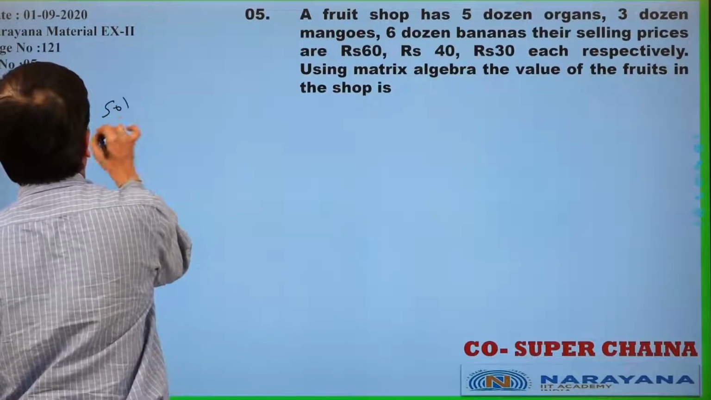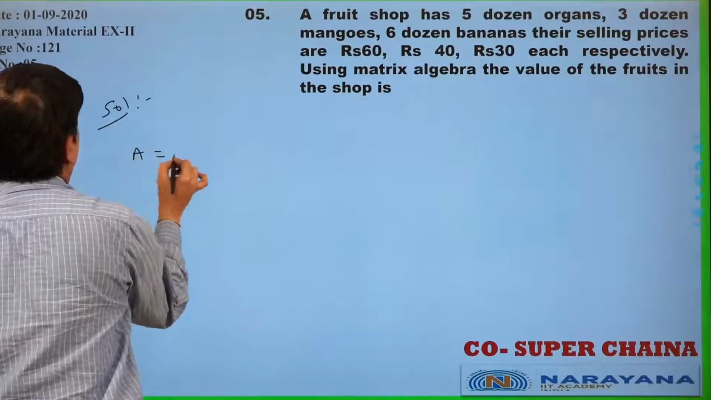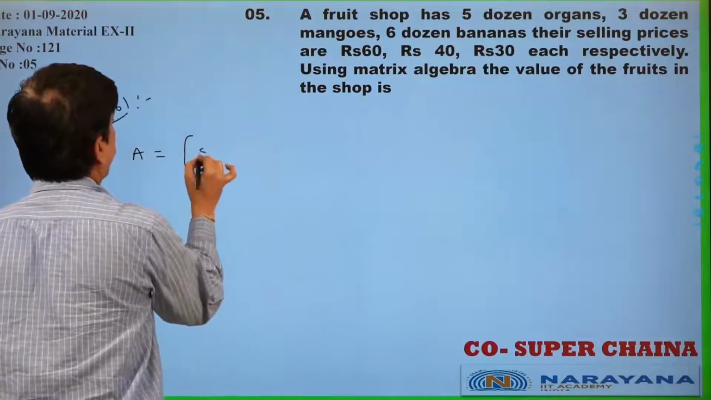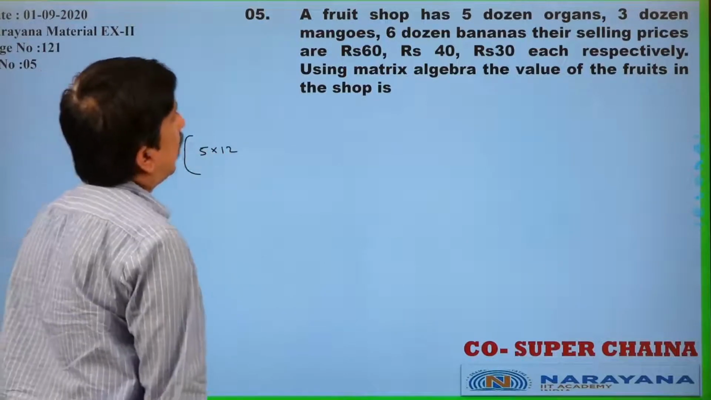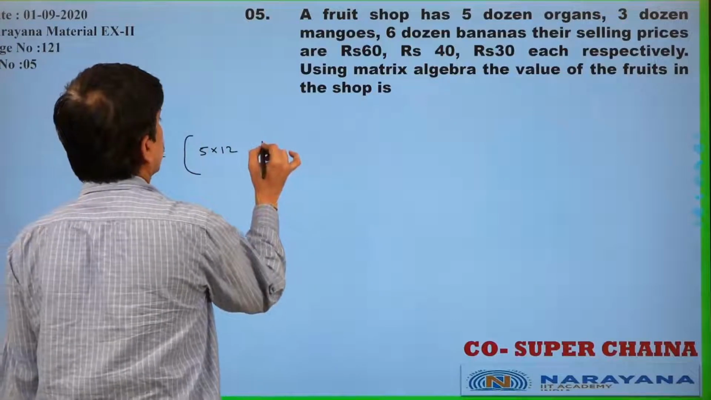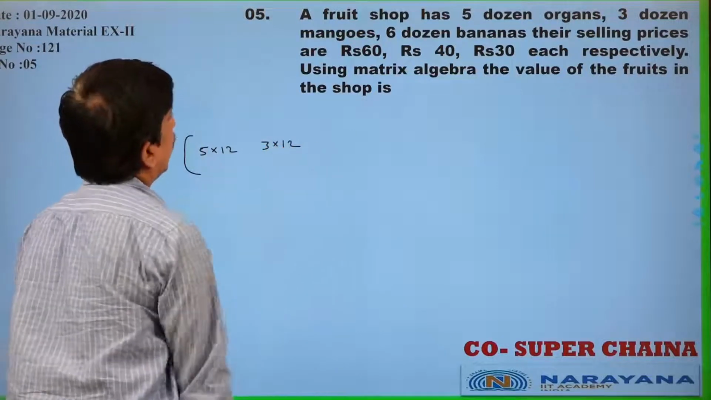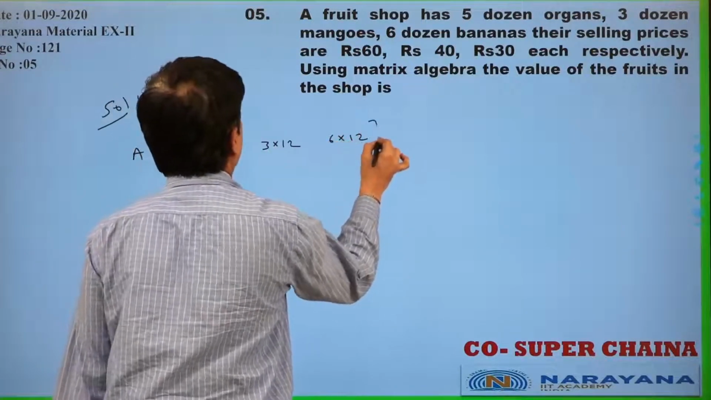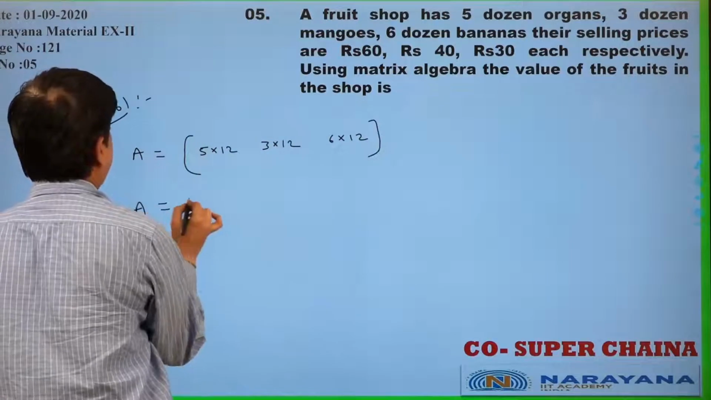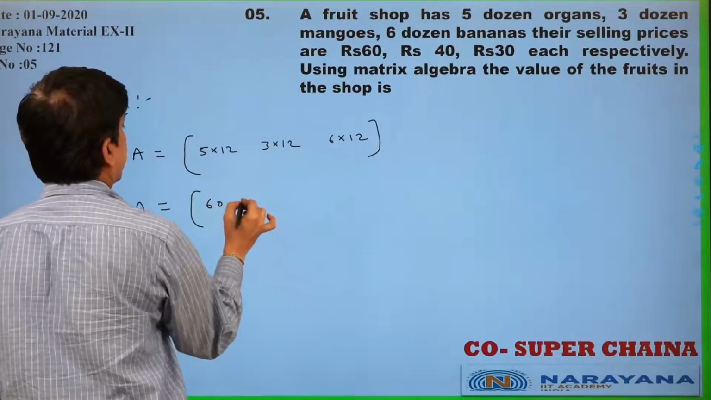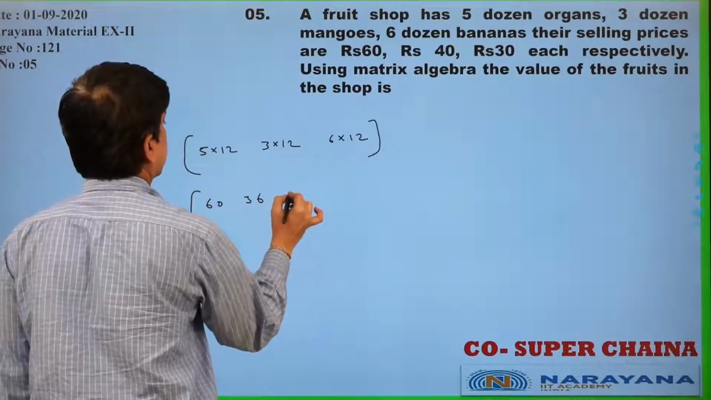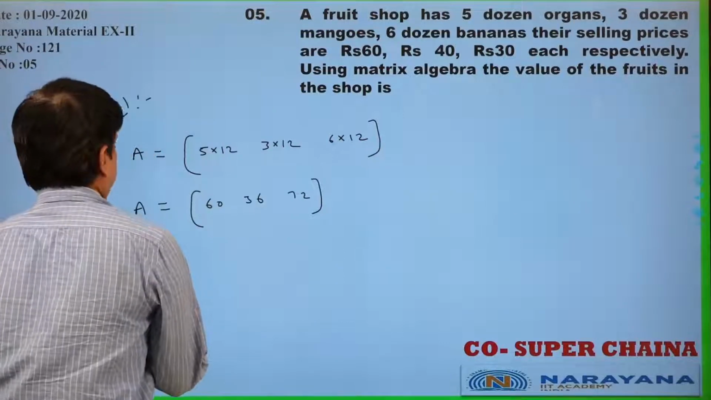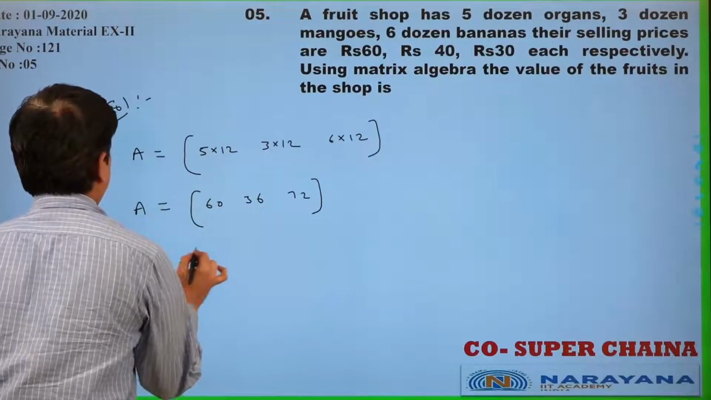Now, A is equal to, I am writing 5 dozen oranges, 5 into 12, 3 dozen mangoes, 3 into 12, and 6 dozen bananas, 6 into 12. Now, once you observe, capital A is equal to 60, 36, 72. Is it clear or not? Now, capital B is nothing but what you will get.